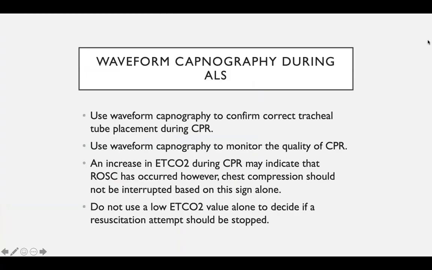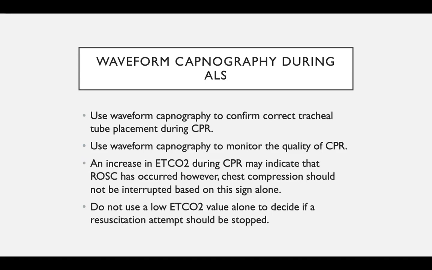So waveform capnography. So we use waveform capnography, so that's end-tidal CO2, to confirm the correct position of our tracheal tube placement during CPR. Because if there's a cardiac arrest, then the end-tidal CO2 will become 0. We won't have any end-tidal CO2 because there's no cardiac output to bring carbon dioxide to the lungs to be ventilated out. But if we're doing CPR, we expect there will be some cardiac output. So we expect that the end-tidal CO2 will be present, although it may be reduced. And in fact, we can use our end-tidal CO2 to monitor the quality of CPR. So if we notice that the end-tidal CO2 is falling, that might mean that the person doing CPR is getting tired, and we need to swap them out for someone who's going to do effective chest compressions.